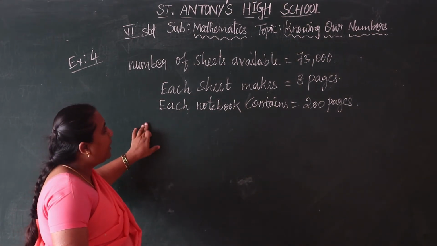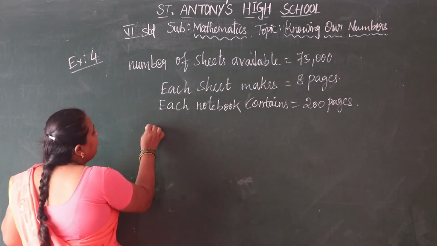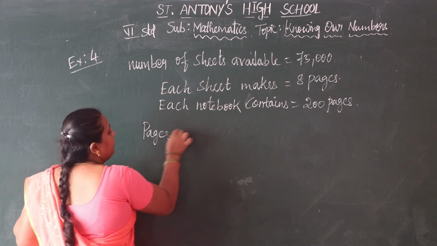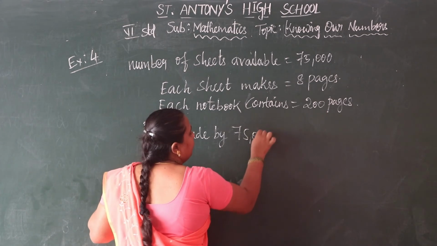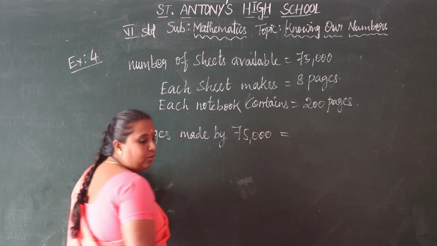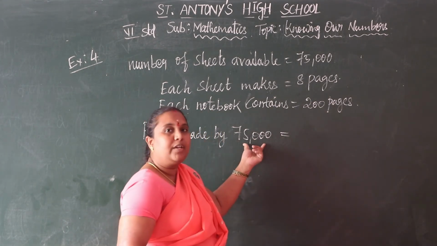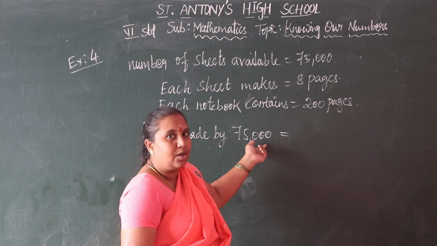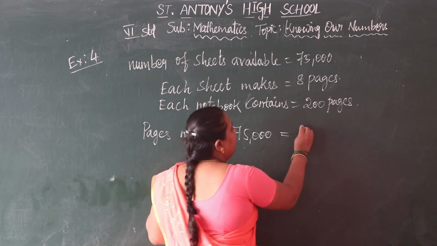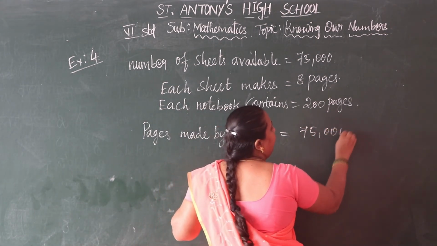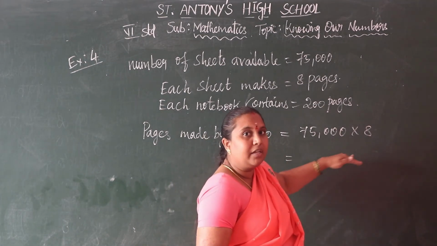Okay, so how many pages can be made by 75,000 sheets? That is pages made by 75,000 sheets. First, one sheet we can make by 8 pages. So 75,000 sheets can be made by how many pages? So we want to multiply 75,000 into 8. See here we can do the multiplication, children.